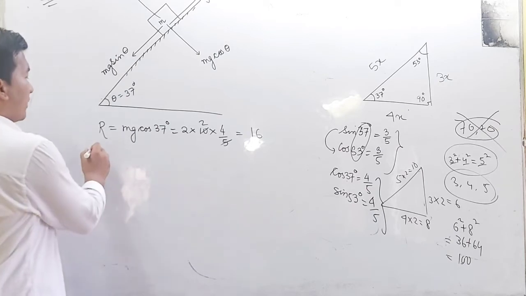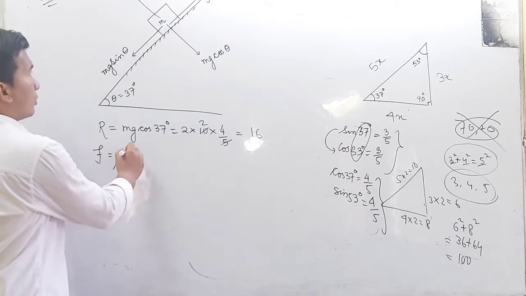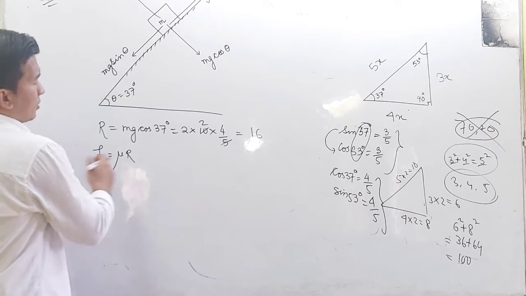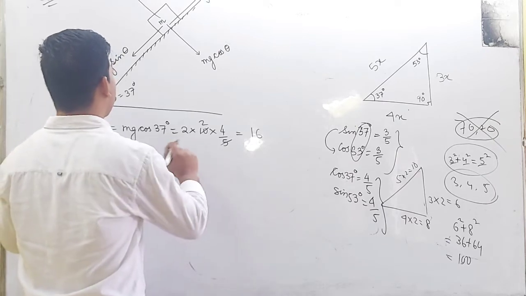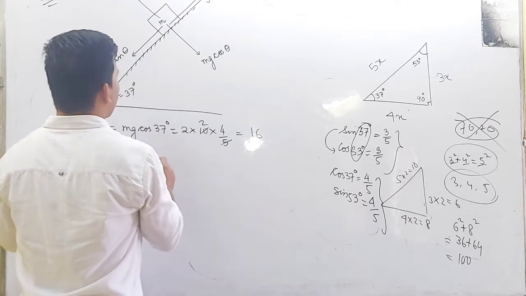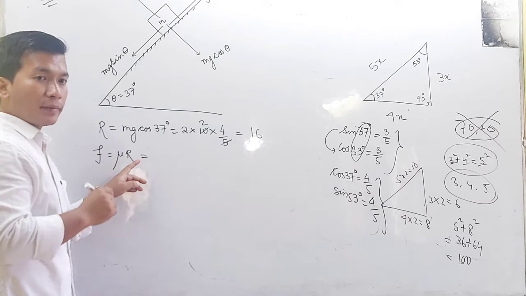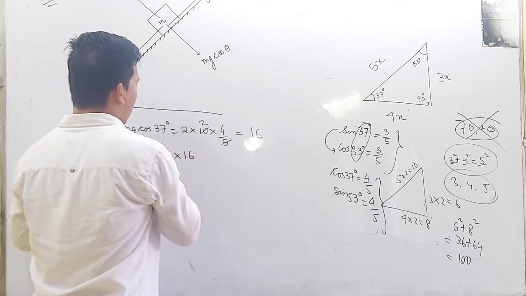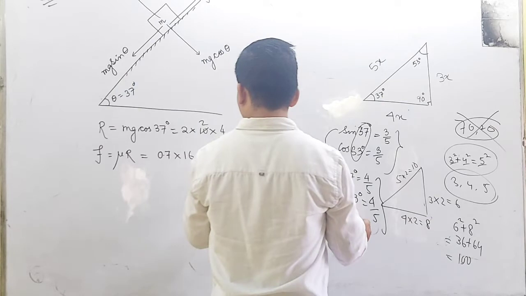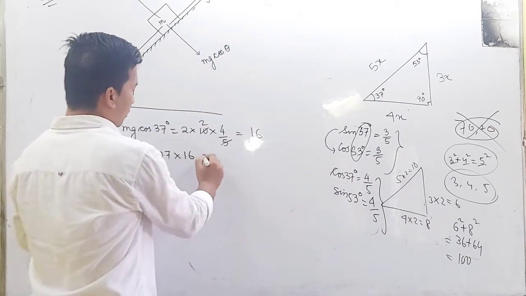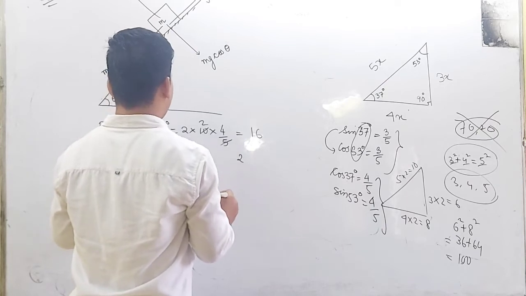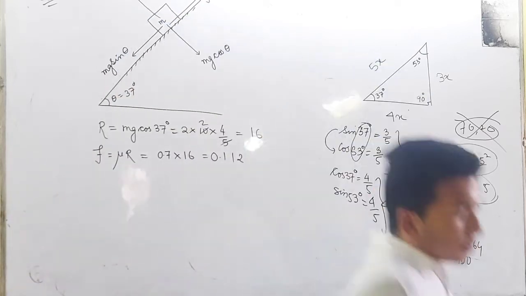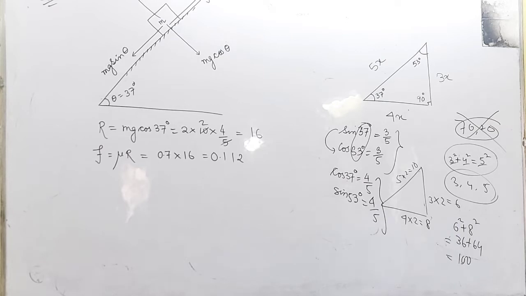Next, f is equal to mu R, so our answer will be mu R. The value of mu is 0.7. 0.7 into 16 gives 11.2.